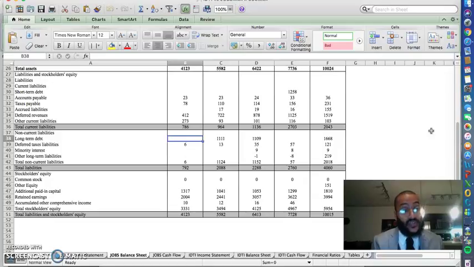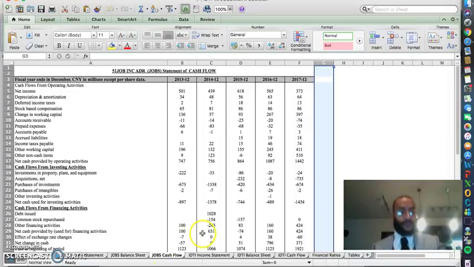Total liability and stockholder equity. As we can see here, it starts at 4,123. It went up to 5,582. In 2015, it went to 6,413. And then 2016, it went to 7,728. And then the last year of 2017, it went to 10,015 total liability and stockholder equity.